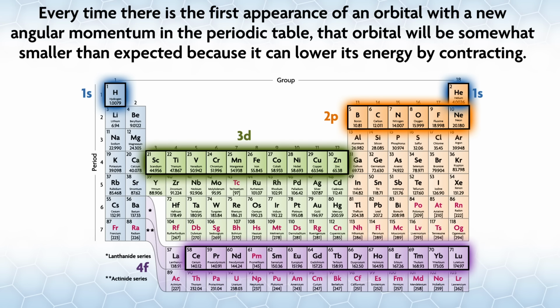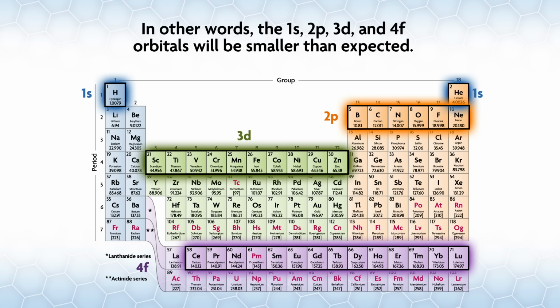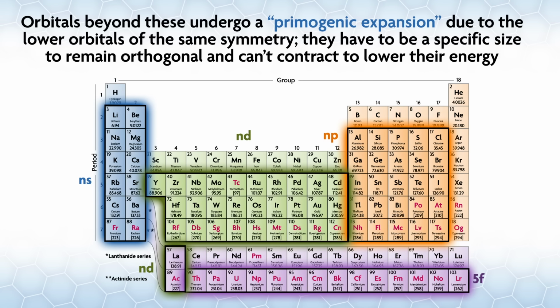What we say is that every time there is the first appearance of an orbital with a new angular momentum in the periodic table, that orbital will be somewhat smaller than expected, because it can lower the energy by contracting. In other words, the 1s, 2p, 3d, and 4f orbitals will be smaller than expected. On the other hand, orbitals beyond these undergo a primogenic expansion due to the lower orbitals of the same symmetry. They have to be a specific size to remain orthogonal and can't contract to lower their energy.